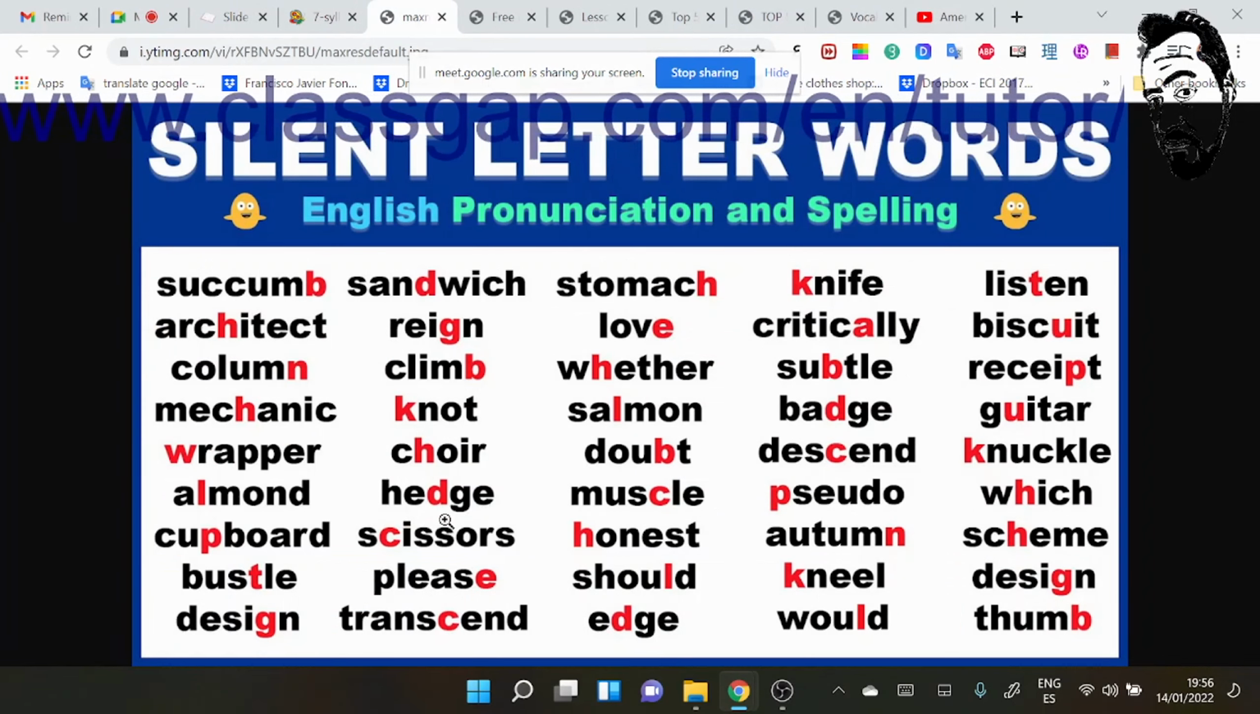Hedge. So the D is silent. Scissors. This is silent. Transcend. Stomach. So notice I don't say stomach with a long O, but stomach. Love. A short sound. So love, pronounce the V.